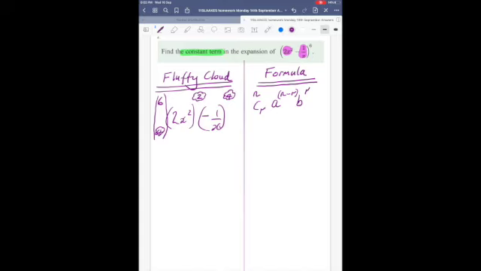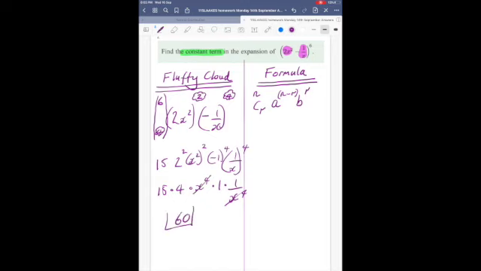So 6 choose 4. Again, you can go to the calculator, or you can go to Pascal's triangle. 6 choose 4 is 15. Then this is 2 squared, x squared squared, negative 1 to the 4, and then 1 over x to the 4. I've just taken out that negative 1 inside the bracket, up to the power of 4. Okay, so this is 15 times 4 times x to the 4 times, well, negative 1 to the 4 is just positive 1, times 1 over x to the 4. And can you see the x to the 4's cancel? And so that's 15 times 4, which is actually 60.